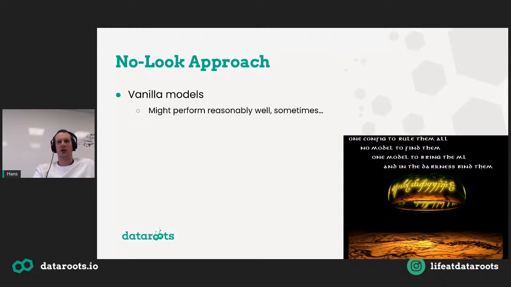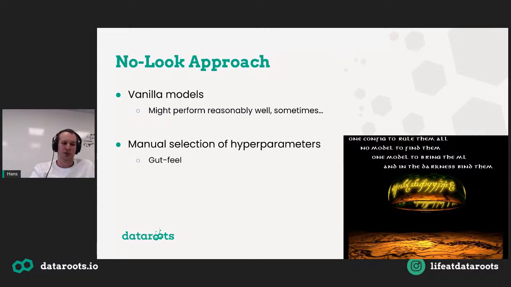First one is the no-look approach. Basically, you can decide not to do hyperparameter tuning at all. You just use the vanilla models, which might perform reasonably well in general and only sometimes, because you might very easily find settings in which the vanilla models perform not that well. And then you're stuck if you don't want to go into hyperparameter tuning. Or you do manual selection of the hyperparameters just based on gut feel, previous experience. We know an algorithmic approach is probably better, but if you have some experience, you can use those hyperparameters.